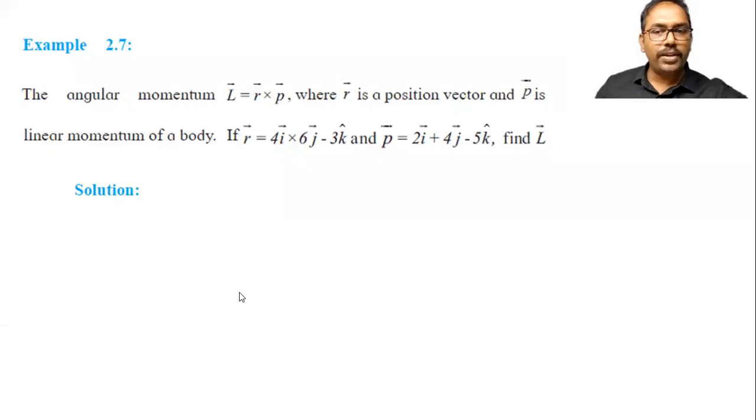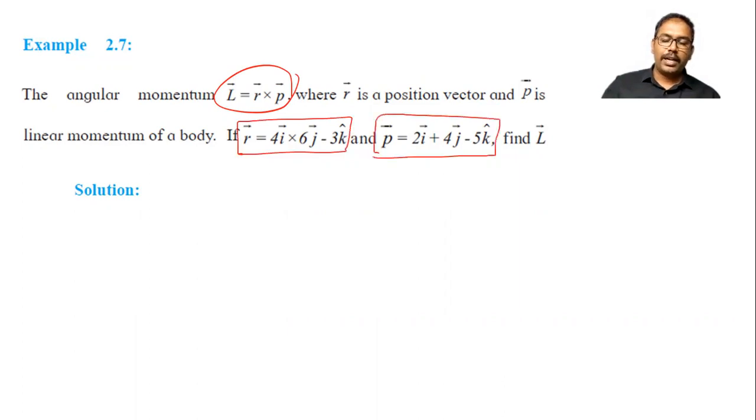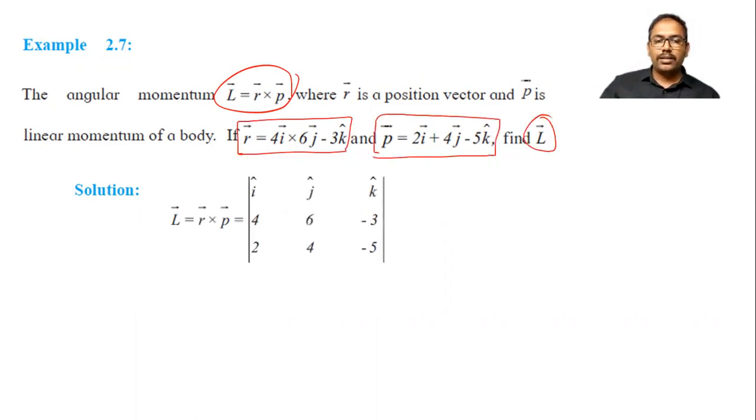Let's see one problem based on this. You can see this problem. The angular momentum L bar is given by r bar cross p bar. They give the formula: r bar is the position vector, p bar is the linear momentum of the body, and they give r bar as this, and this is p bar. Find this L bar, the angular momentum. So you know that we have to find r bar cross p bar. For that we can solve the determinant. So I, J, K, then here 4, 6, minus, then 2, 4, minus 5. You can see here the components, and this determinant we have to solve. You know how to solve a determinant.